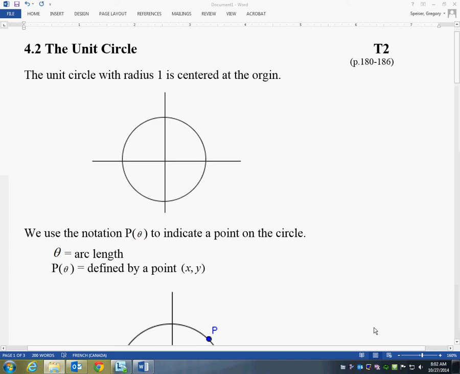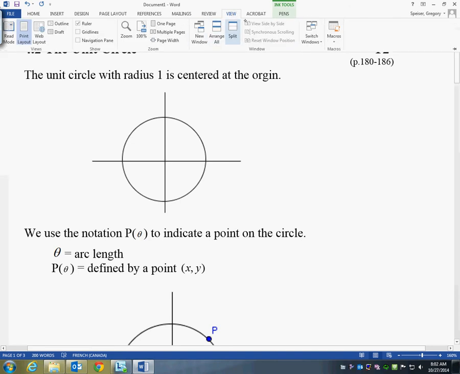Welcome to 4.2, the unit circle. So this will be the last lesson to do with 4.2. You'll notice which pages in the textbook it goes with. And let me just get my pen started here.